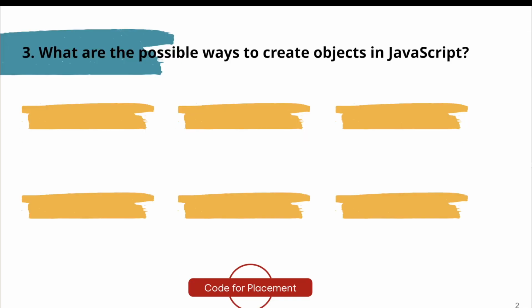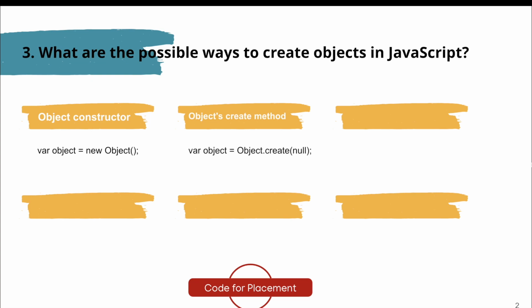Question third, what are the possible ways to create an object in JavaScript? Here we have listed 6 of the possible ways to create objects in JavaScript, although we have multiple ways. First one is object constructor. This is the syntax for creating an object constructor. Second one is the object create method. This is the syntax of the object create method.